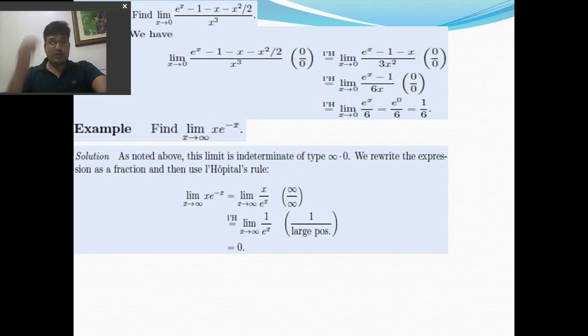So if we want to apply L'Hopital rule in this question, we have to convert this indeterminate form into 0 by 0 form or plus minus infinity by plus minus infinity form. So limit x tending to infinity of x e raised to the power minus x can also be written as limit x tending to infinity of x upon e raised to the power x. If we apply the limit directly, we will obtain infinity by infinity. Now in that case, we can apply the L'Hopital rule. So we are applying L'Hopital rule.